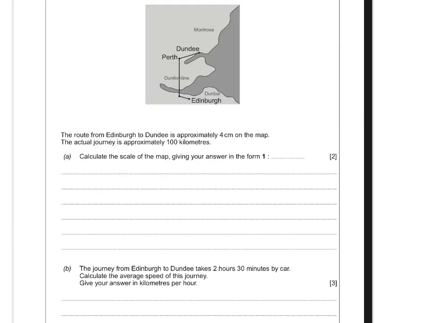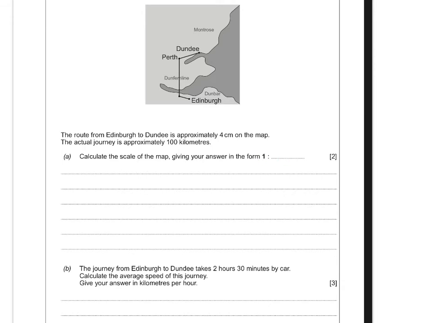Okay, with this question it says 4 centimetres on the map is the route from Edinburgh to Dundee. The actual journey is 100 kilometres. Now when it says calculate the scale of the map, giving your answer in the form 1 to something, this means because they haven't put any units here, they want these to be in the same units.